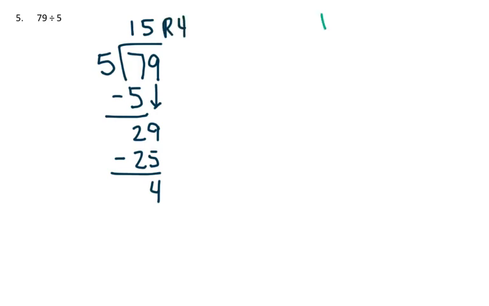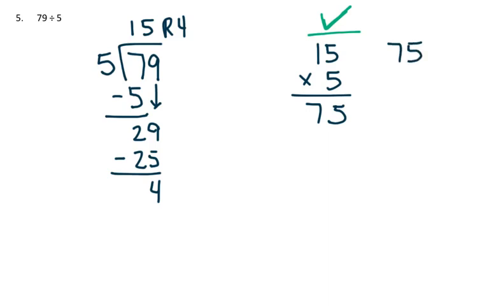Now we're going to do the check. And we have our quotient of 15. We're going to multiply it by 5. And then we have to add our remainder, and our remainder is 4. And 79 is equal to 79, so that checks out.